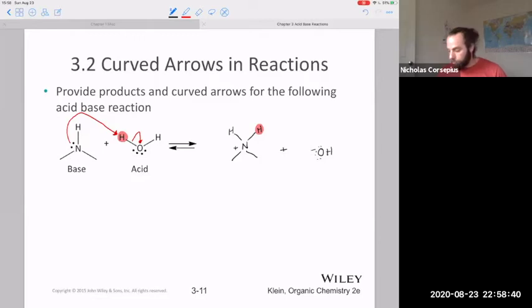All right, so let's make sure that we can label our conjugate acid and conjugate base. That's an important part. This is the base after it's accepted the proton, so it's my conjugate acid. And this is the acid after it's lost its proton, so it's the conjugate base.